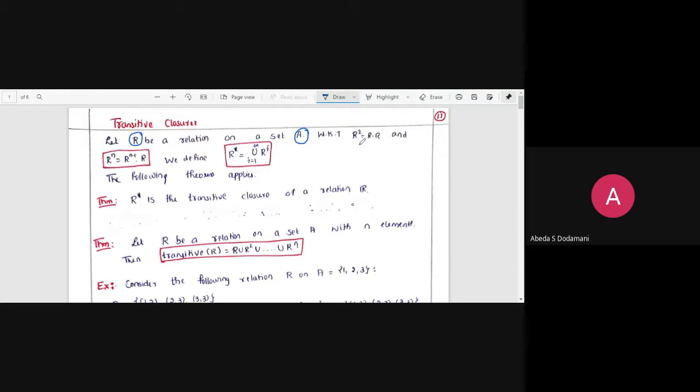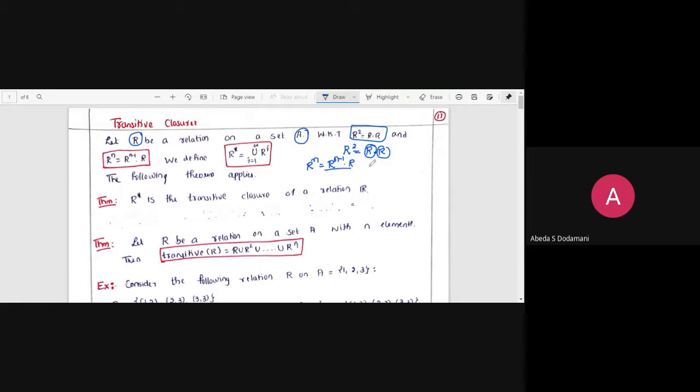some of the properties we must know. R square, if you want it from the given set R, we will write it as R dot R. Means the relation R with R, we will obtain R square. And in general, if you want Rn, so R to the power n will be equal to R to the power n minus 1 into R. That is Rn minus 1 dot R will give us the Rn.